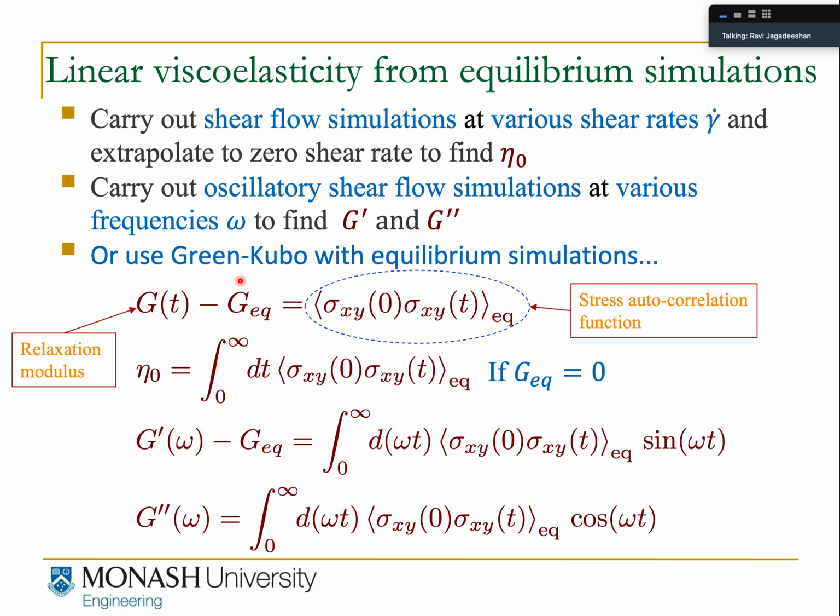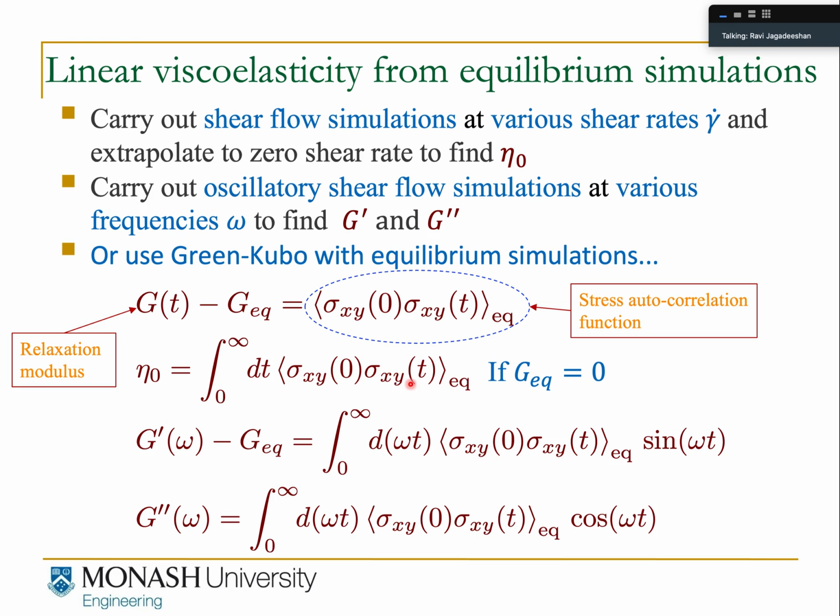that gives us the relaxation modulus G of t in terms of the stress autocorrelation function. Once you have the stress autocorrelation function, and these are just through equilibrium simulations, you can carry out an integral over time and find the zero shear rate viscosity, and similarly do a Fourier transform of the stress autocorrelation function to find both G prime and G double prime.